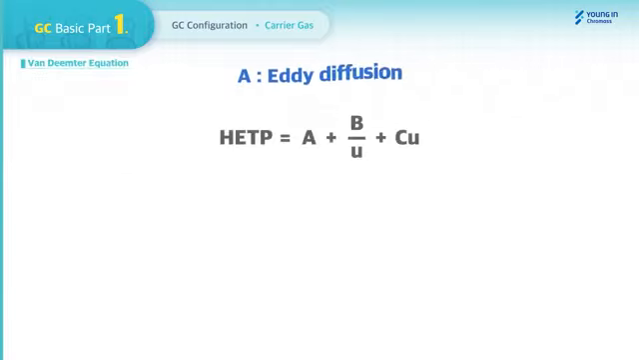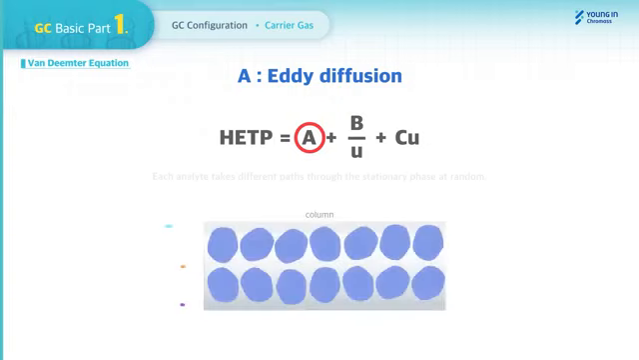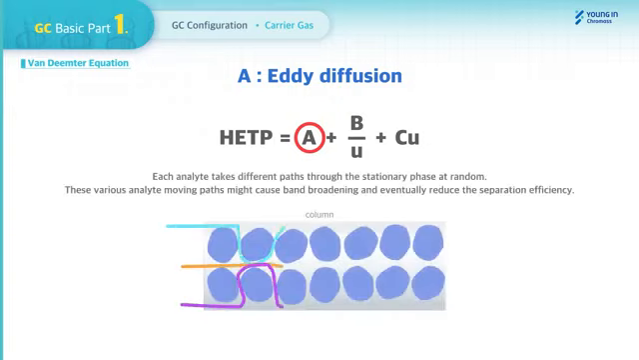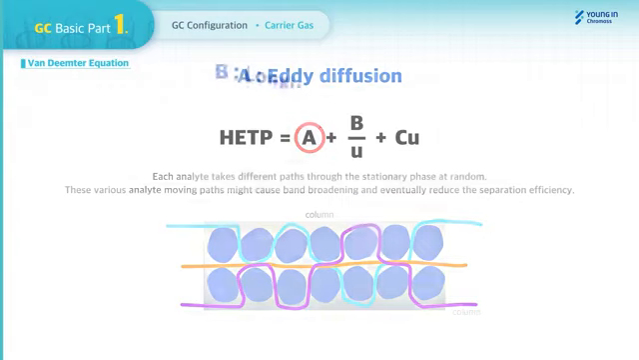Let's find out each term's band broadening mechanism. First, term A, eddy diffusion. Eddy diffusion describes each analyte takes different paths through the stationary phase at random. These various moving paths of analytes might cause band broadening and eventually reduce the separation efficiency.